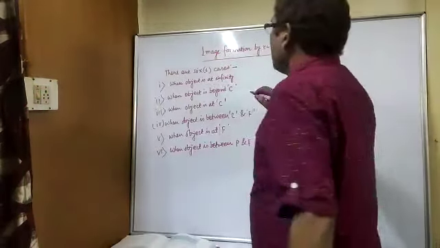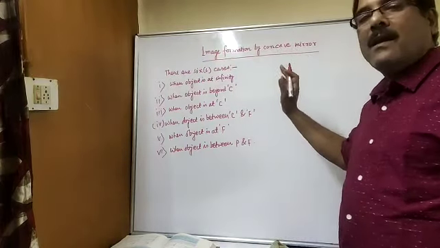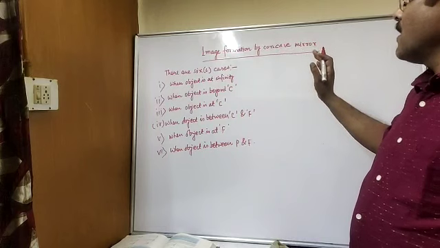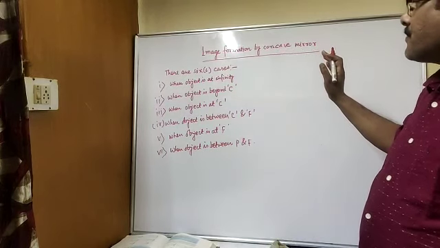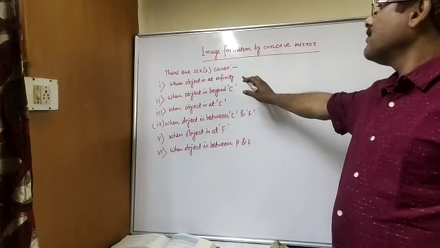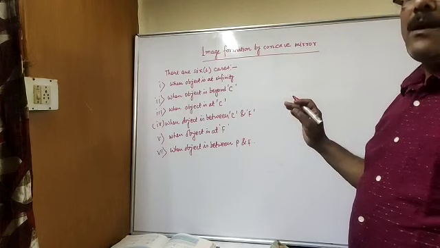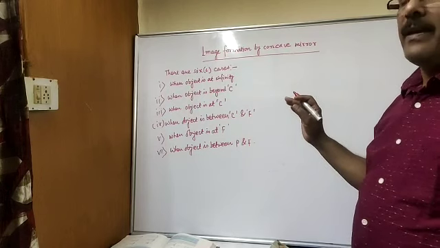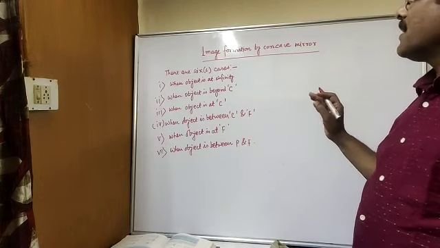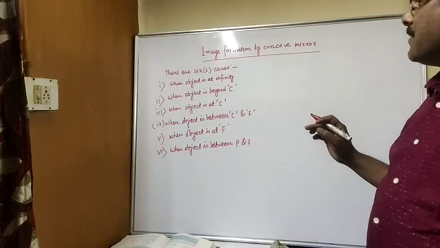As you can see, there are 6 cases. It means we will place the object in these places from the concave mirror. First, when the object is at infinity. When the object is at infinity, it means the object is very far away from the mirror. You can consider the sun as an object that is at infinite distance from the mirror.